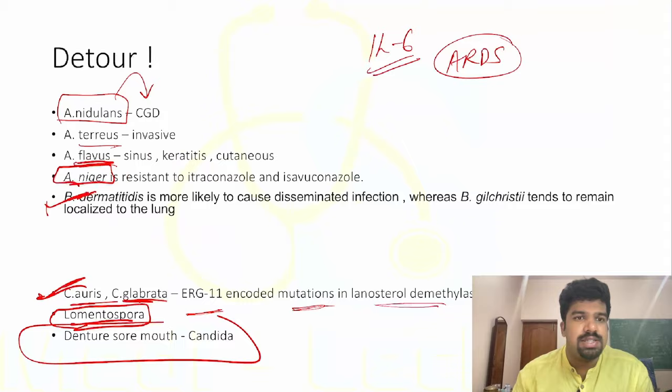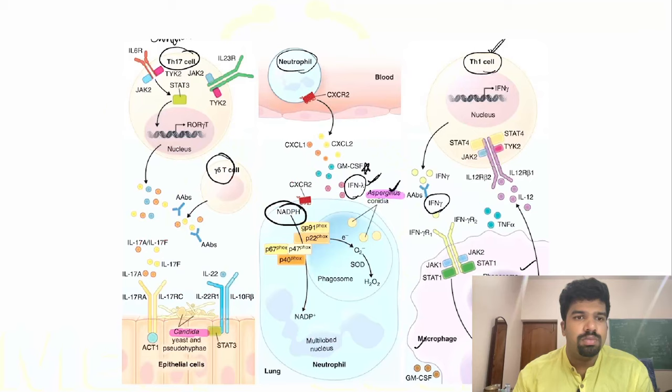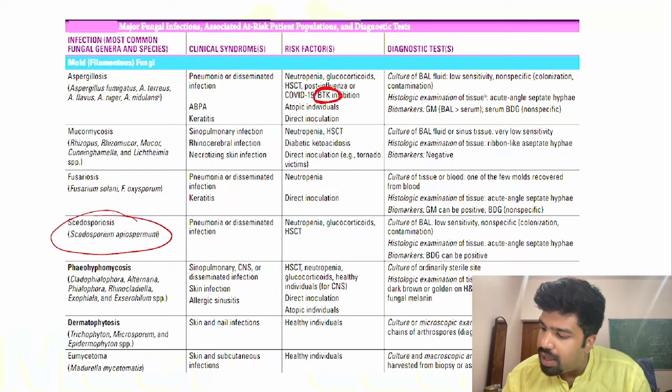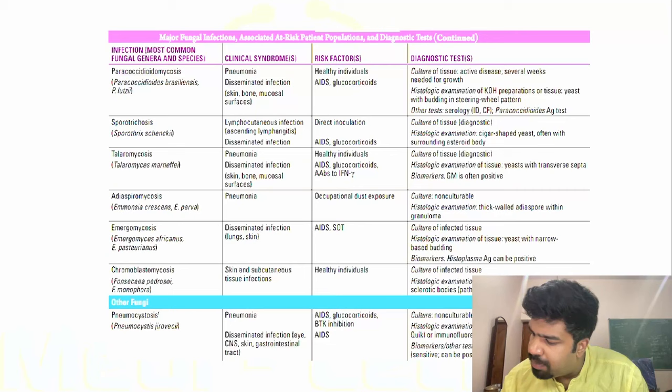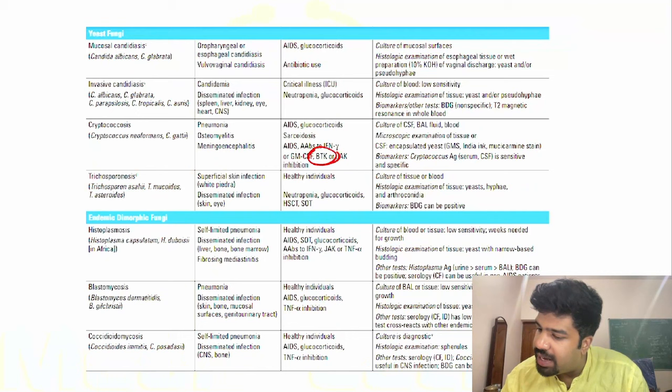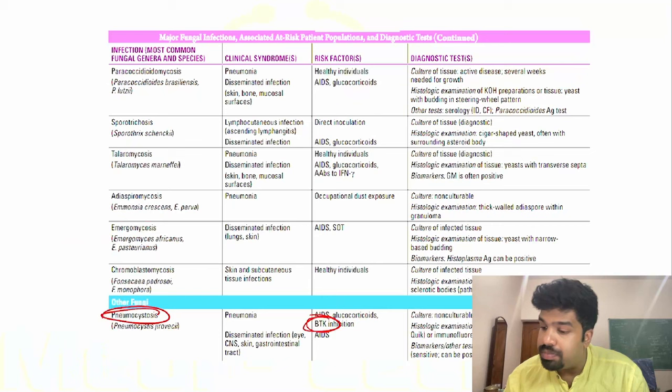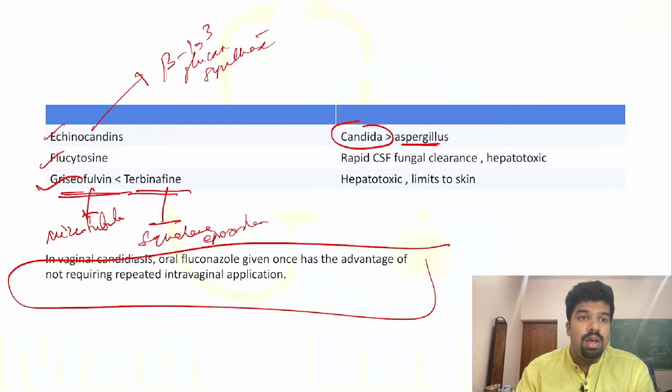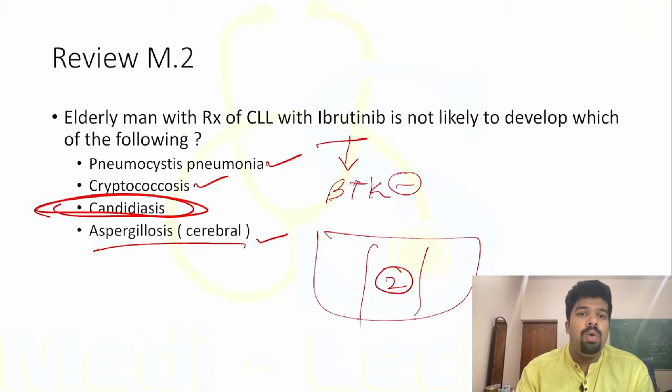If you go back and see, I've already told you BTK inhibition, aspergillus. Then I've also told you one more: BTK inhibition, pneumocystosis, correct? Again, we have told you BTK inhibition, cryptococcosis. But for Candida, we have not seen BTK inhibition. So candidiasis is not the one that is going to be expected here. So of the four, Candida is the best option, okay?